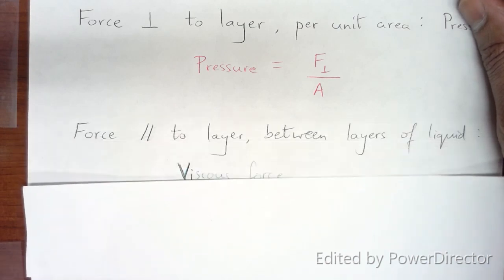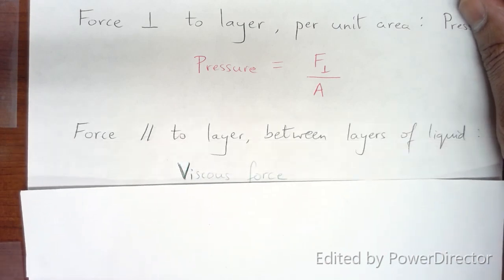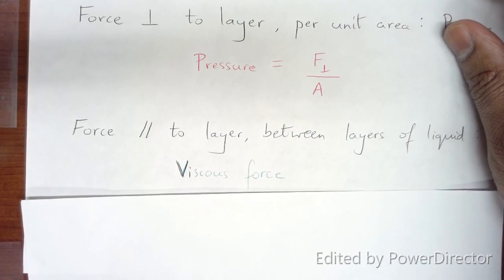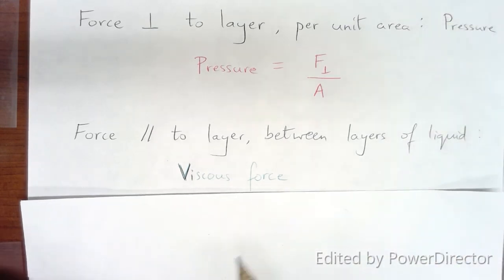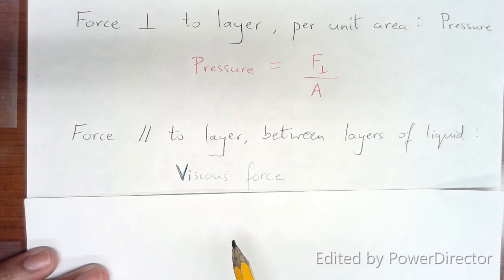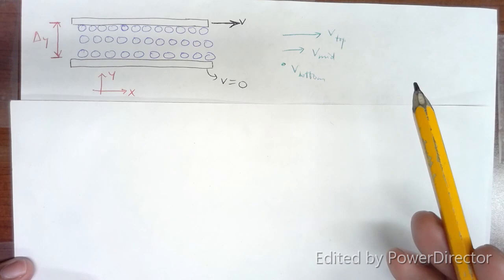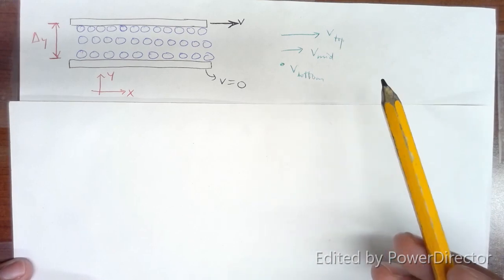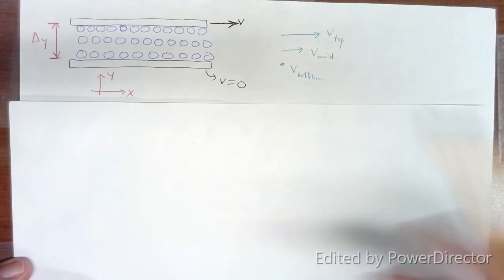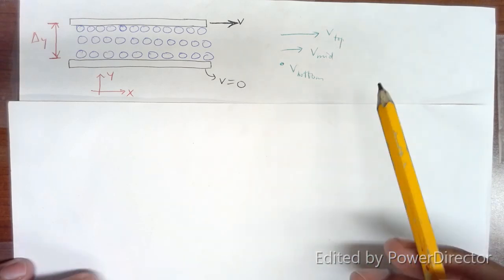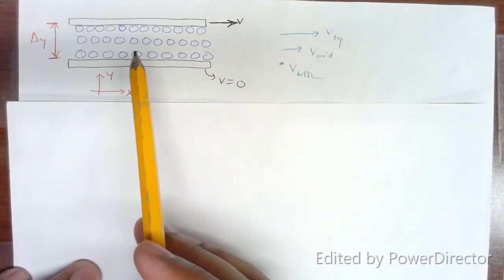But you can also have force parallel to the layer between the layers of liquid, and this is the viscous force. So basically it is like friction, one layer of atoms trying to stop a neighboring layer of atoms from slipping. Right? It's trying to prevent motion between the layers parallel to the surface of contact between the layers. And this is called the viscous force. So the systematic way of thinking about the viscous force was actually first systematized by Newton. And so here's a rough schematic of the idea he had.